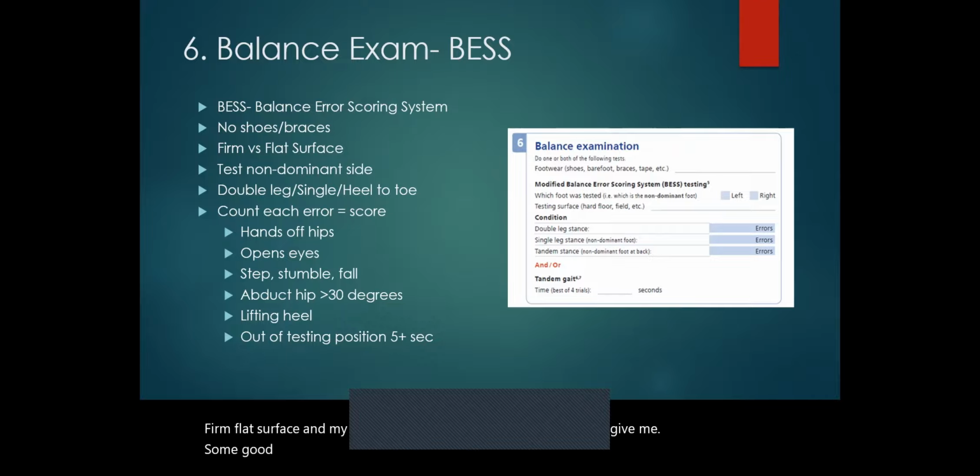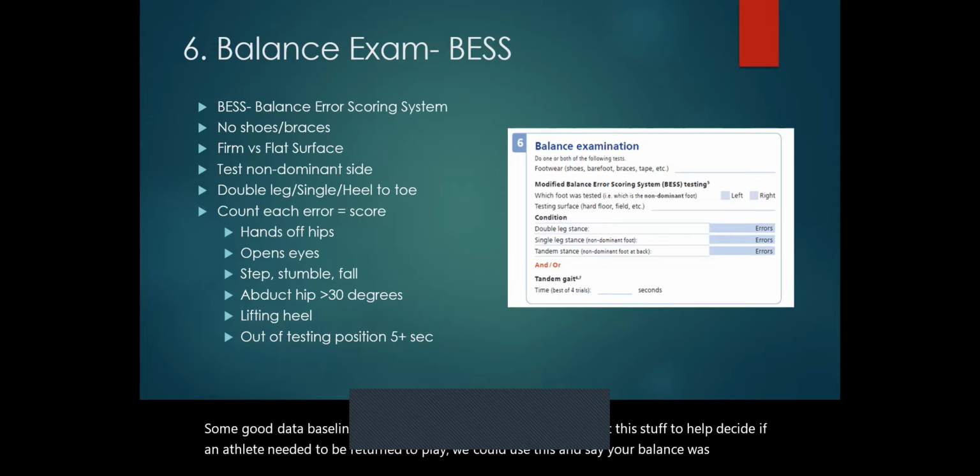And then later on, if we did have to look at this stuff to help decide if an athlete needed to be returned to play, we could use this and say, well, your balance was perfect at the beginning of the season, so you're still having some deficits when it comes to balance if you've got a score of, let's say, 20 now after the fact. Now, some people also have really terrible balance, right?